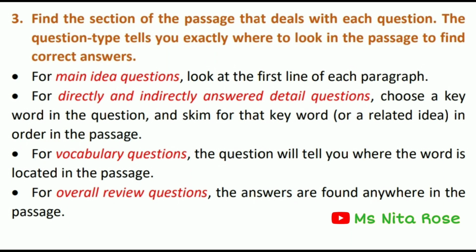Number 3. Find the section of the passage that deals with each question. The question type tells you exactly where to look in the passage to find correct answers. For main idea questions, look at the first line of each paragraph. For directly and indirectly answered detailed questions, choose a keyword in the question and skim for that keyword or a related idea in order in the passage.